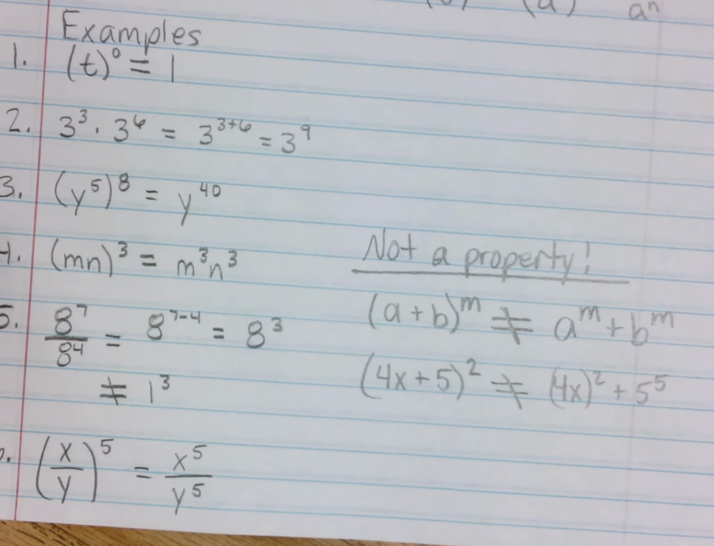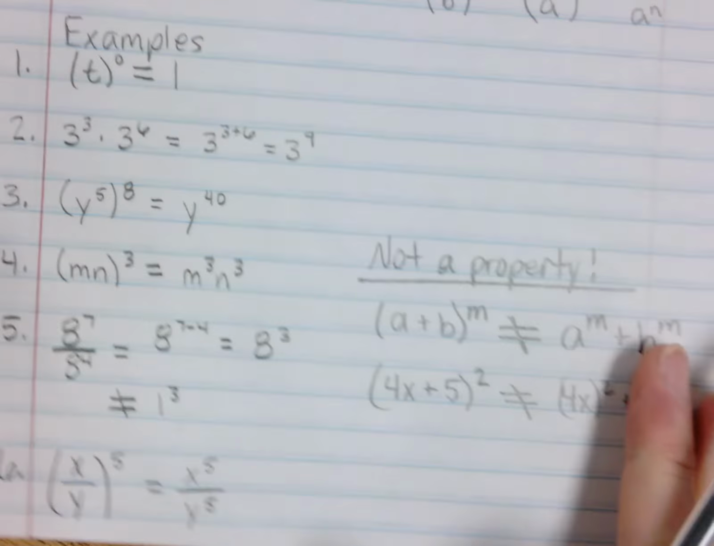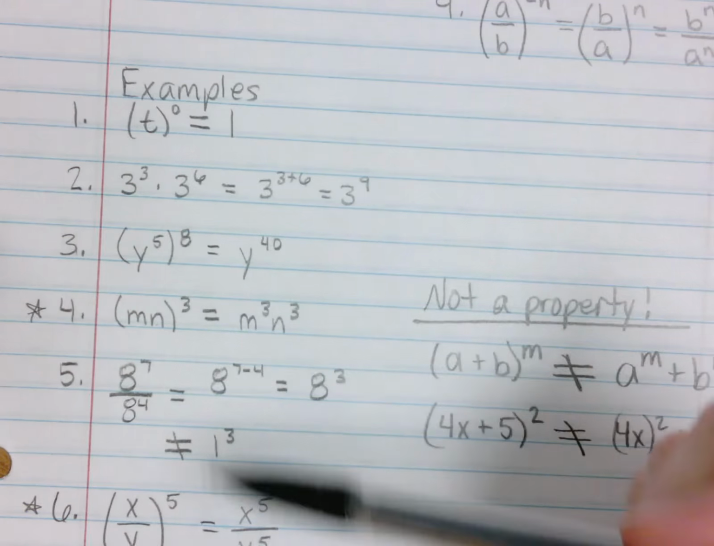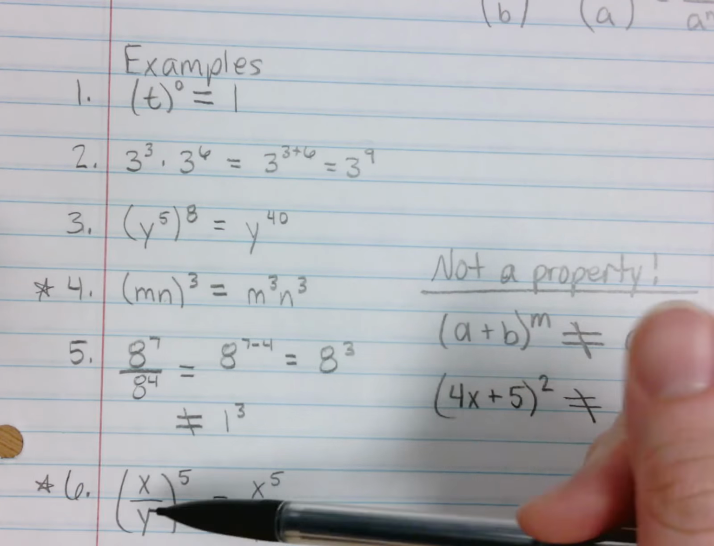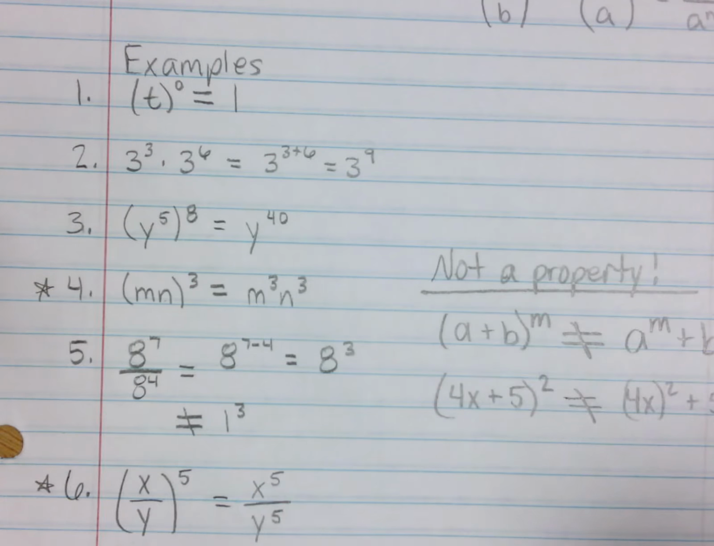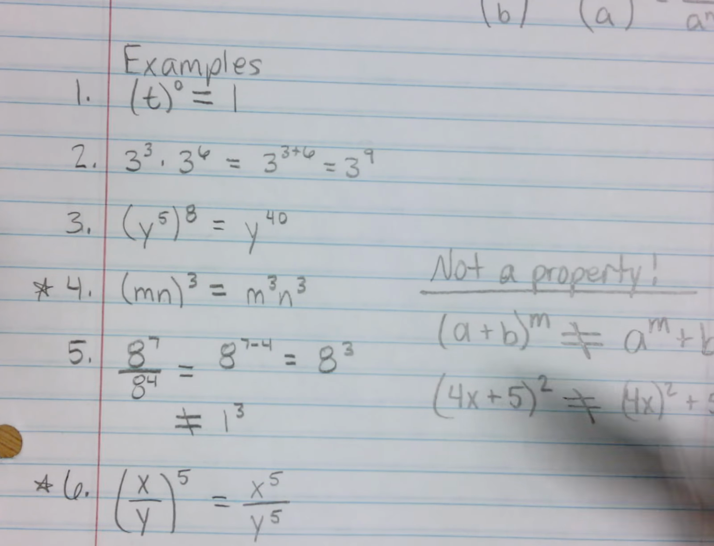We will learn in later lessons how to handle something like this when it is squared with a plus or minus sign. At this time, though, we're going to just work with these 6 properties. Know that it does work with multiplication and division. You can apply that exponent, but not with addition and subtraction.